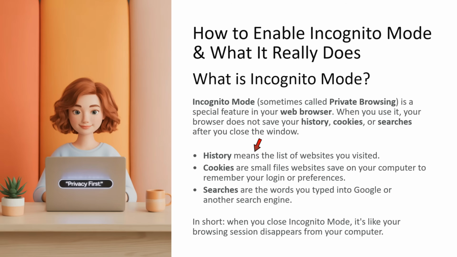History means the list of websites you visited. Cookies are small files websites save on your computer to remember your login or preferences. Searches are the words you typed into Google or another search engine. In short, when you close the incognito mode, it is like your browsing session disappears from your computer.